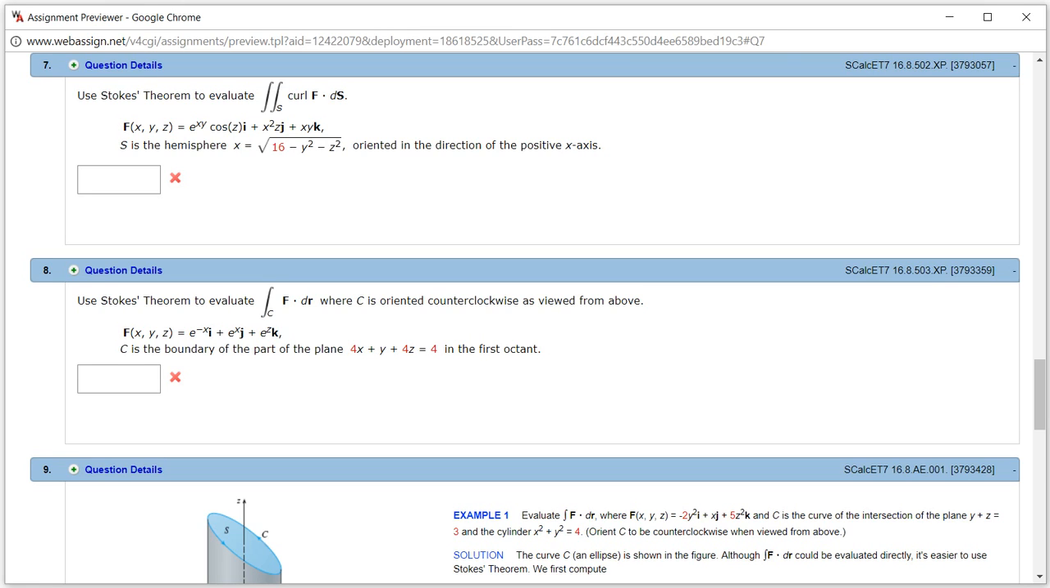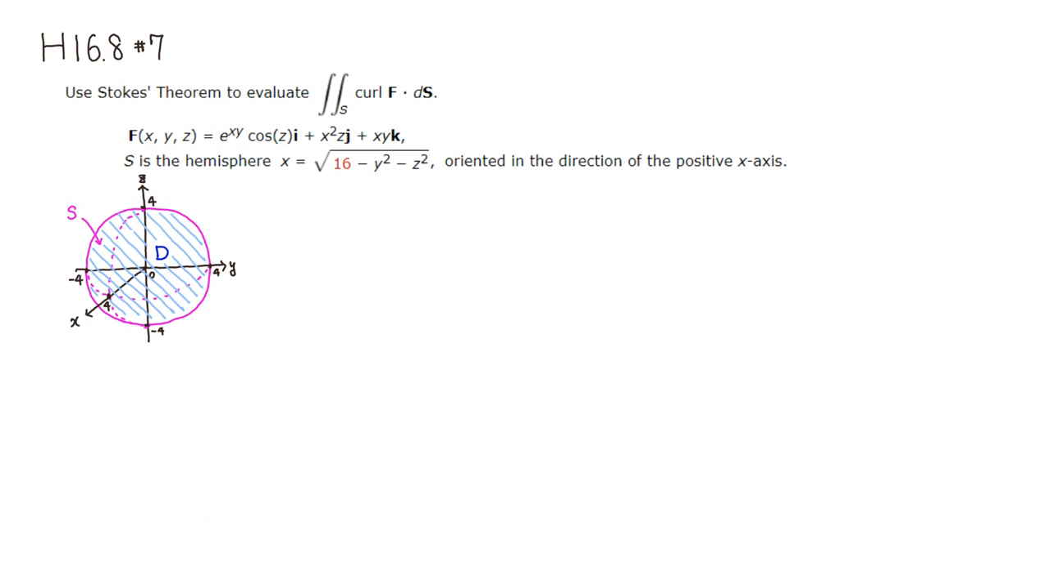All right, let's look at homework 16.8, problem number 7. So let's do this problem. We want to use the Stokes theorem to evaluate this double integral. Remember that according to the Stokes theorem, as long as you have the same boundary, we can use a simpler surface. In this case, we're looking at the hemisphere, which looks like this.